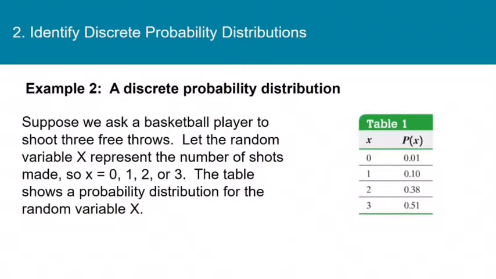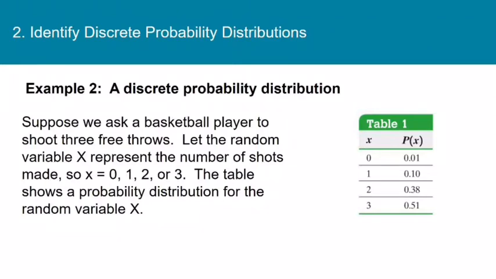So here's example 2. It says, suppose we ask a basketball player to shoot 3 free throws. Let the random variable capital X represent the number of shots made. So lowercase x is 0, 1, 2, or 3. In other words, capital X represents the random variable number of baskets made, and lowercase x then is all the possible outcomes of that random variable. If he's shooting 3 free throws at a time, it's possible for him to make 0 of them, 1 of them, 2, or 3 of them.